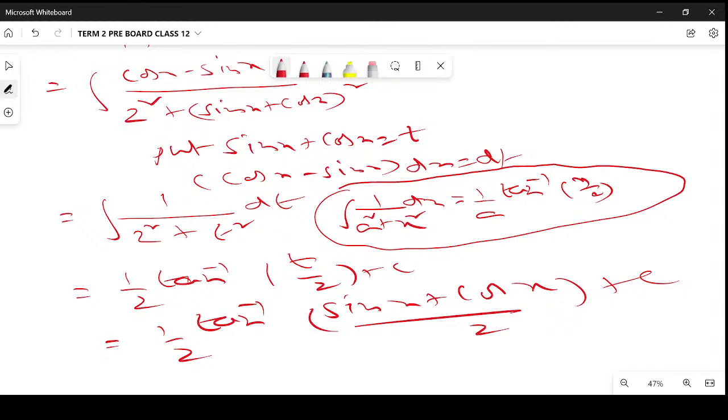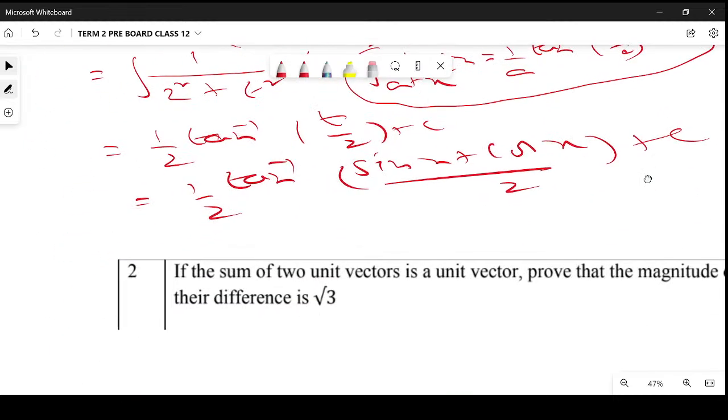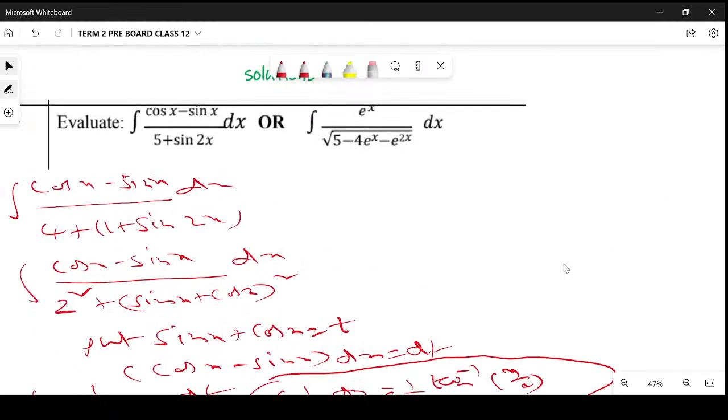Right. Now, see the next problem. The given internal choice problem, another problem is there. So this problem I am going to explain now. Integral e power x by root of 5 minus 4 e power x minus e power 2x. You can take this problem.